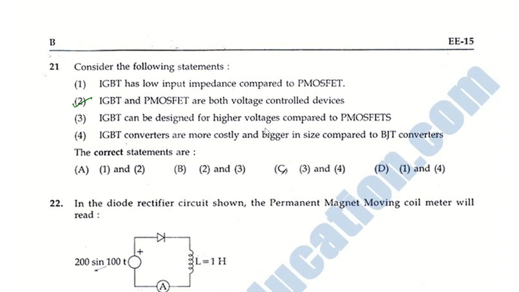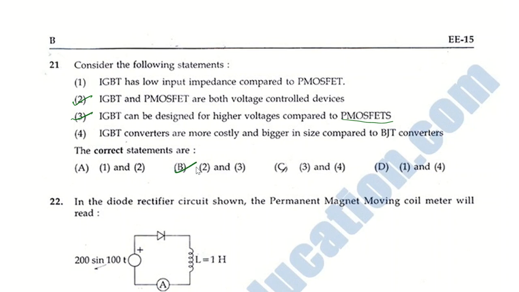Why? Because the switching frequency of the P MOSFET is very high, which means the power handling capacity is automatically less. In order to avoid the drawback, they made a mix of the power MOSFET and the power BJT, and they made the IGBT for operating at higher voltages. So that's the reason why. Options 2 and 3 will be the right answer here.